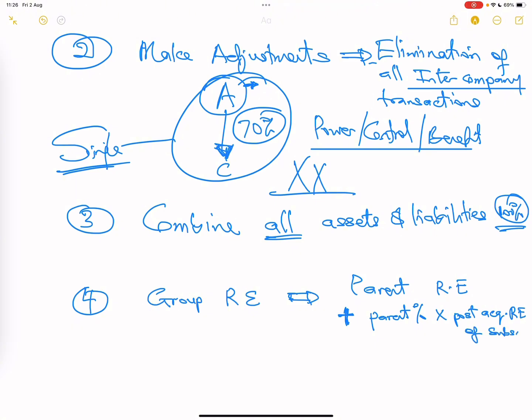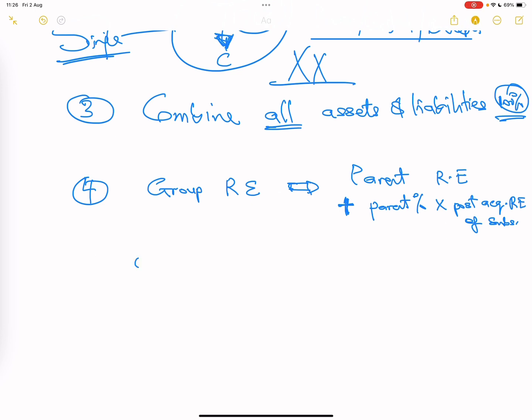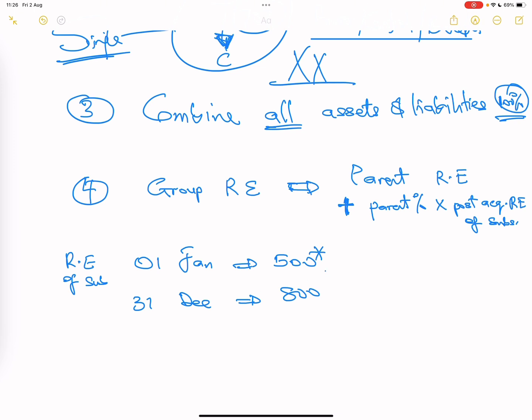So what am I saying here? Take for instance, on 1st of January when we acquired, I say retained earnings of the subsidiary is 500. By 31st of December, it is 800. We don't have business with this 500. Post-acquisition retained earnings is 800 minus 500. What we have business with is 300 in our consolidation.